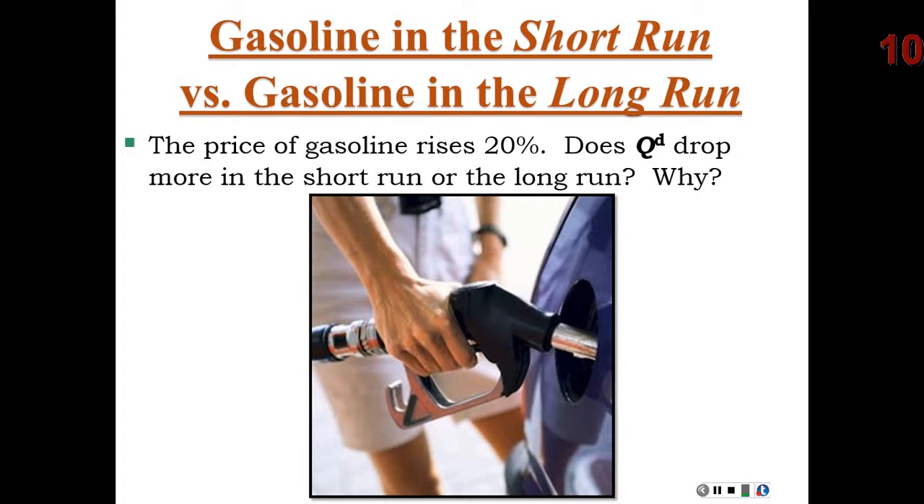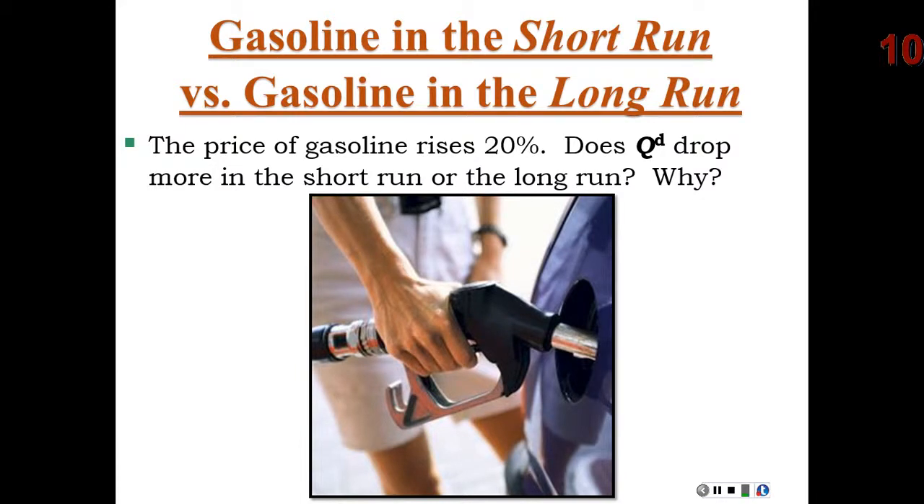Even public transportation would be difficult to arrange today because you probably don't know the bus schedule and things like that, right? And so your gasoline consumption today, in the short run, would probably not change hardly at all. People would probably buy roughly the same amount of gas. It would be more inelastic demand in the short run.